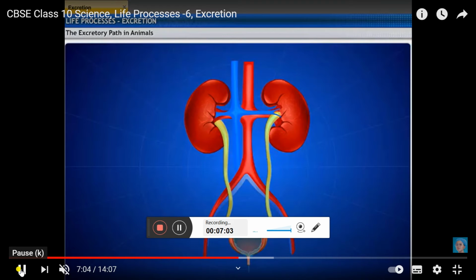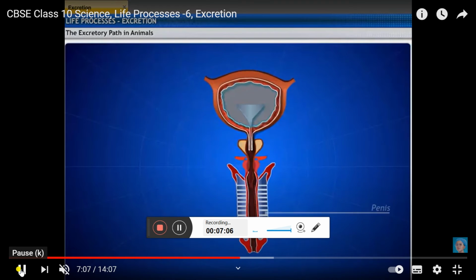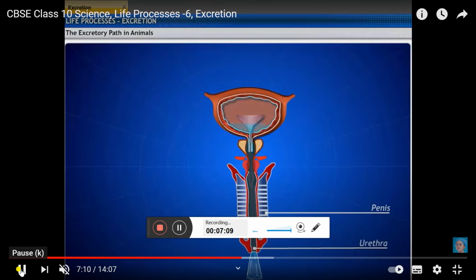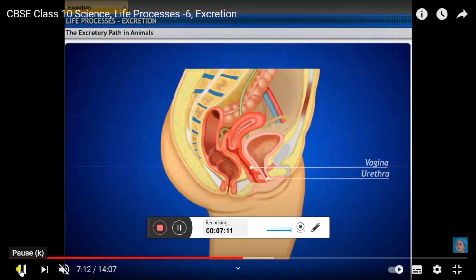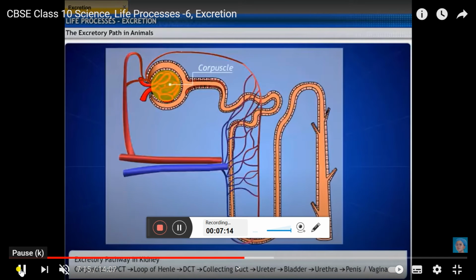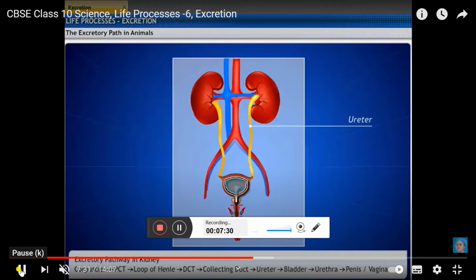The urethra carries urine to the outside of the body. The urethra emerges through the penis in males and close to the vagina in females. Thus, the excretory path in the kidney begins in the corpuscles and moves through the proximal convoluted tubule, loop of Henle, distal convoluted tubules, and collecting duct. And finally to the ureter, urinary bladder, and then finally the urethra. And it ends at the penis or vagina.